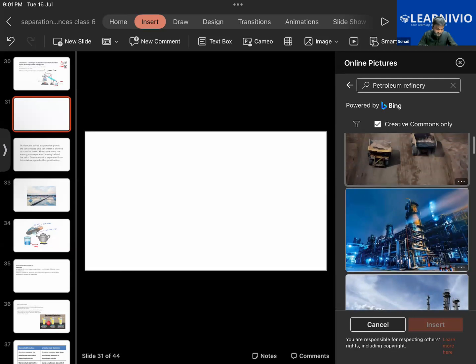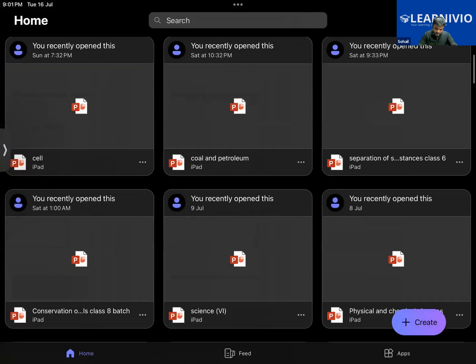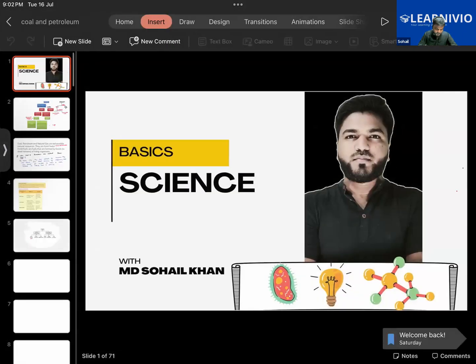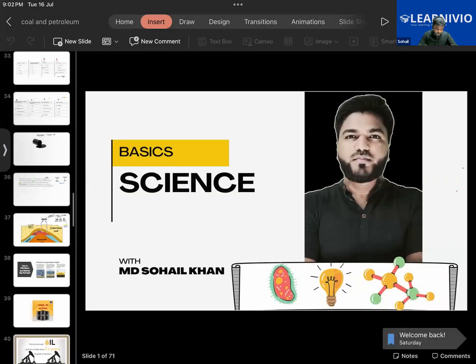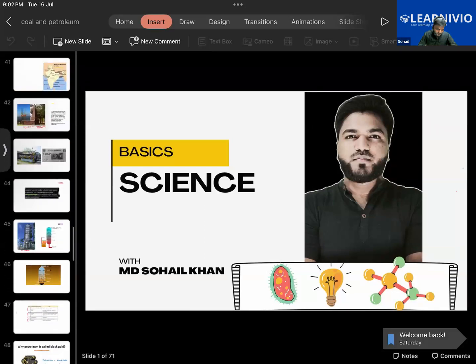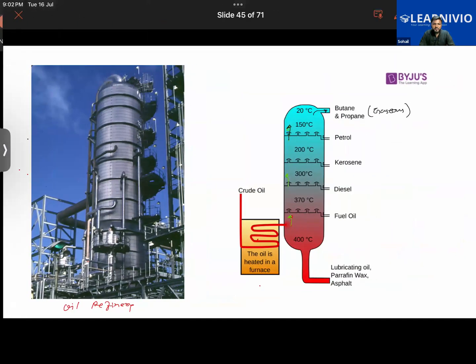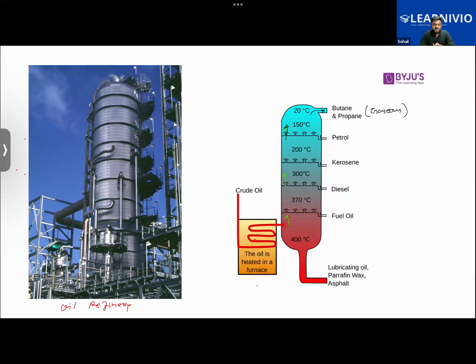Let me show you this slide over here. So these are done in factories. Yeah, of course, these are done in the factories. Look at this one over here. Now see what I'm trying to say: the petroleum that is dug out from the earth is in the raw state, and at that time it cannot be used, because it's a mixture of different substances.